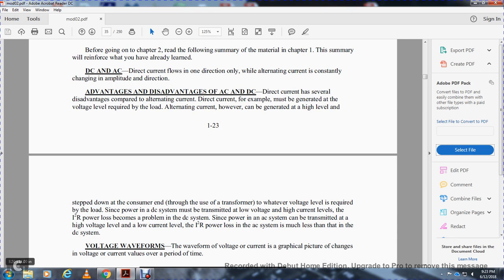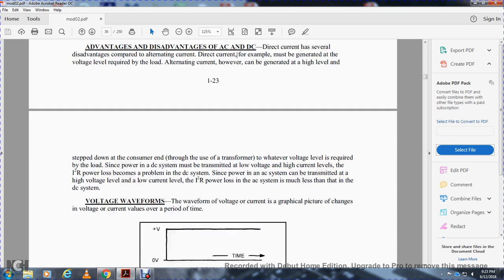Whenever the voltage is required by the load, the power of the DC system must be transported at low voltage and high current level. The power loss, amperage squared times ohms (I²R), becomes the problem in the DC system, since the power of the AC system can be transmitted at a high voltage level and a low current level. The I²R power loss of the AC system is much less than the DC system's.